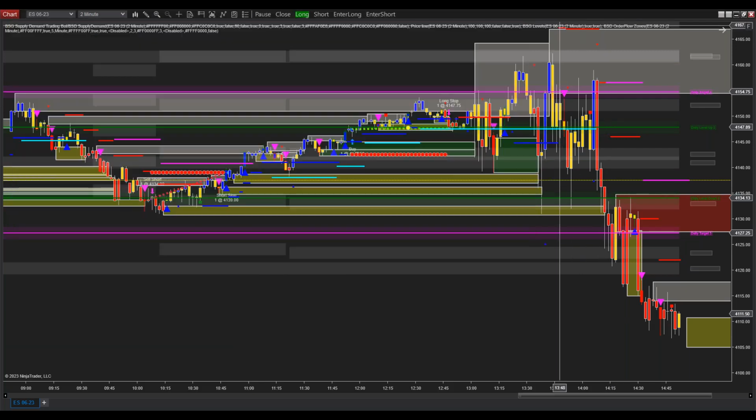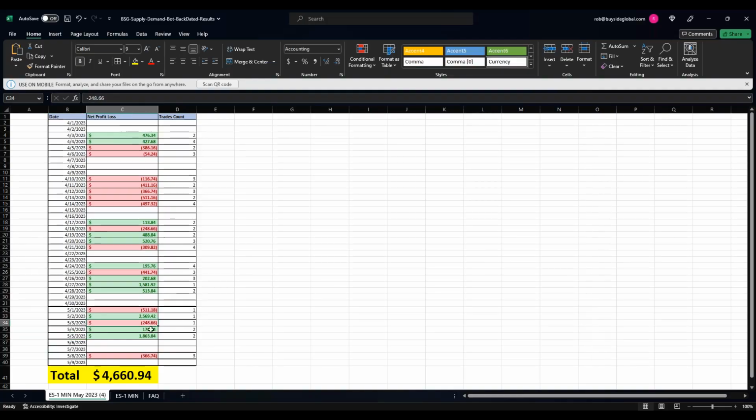$248. I wanted to show the same thing in terms of what we have in the charts here. You can see the 248, 176, 183. Let's go back to 5.2.